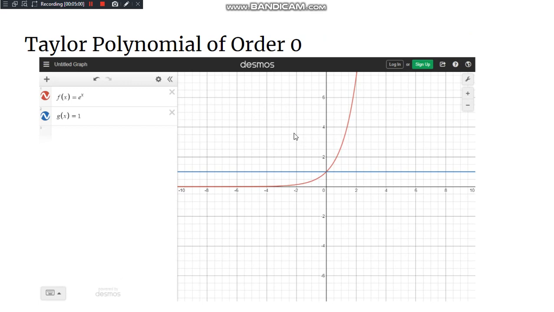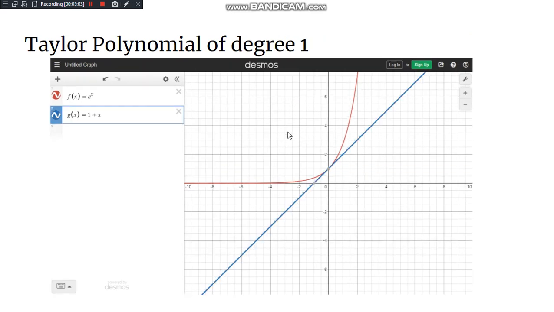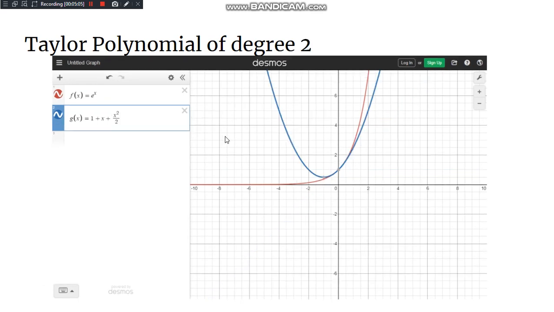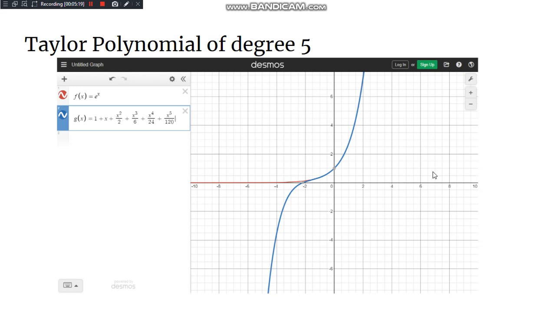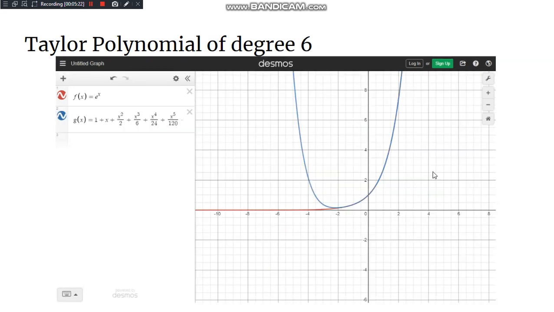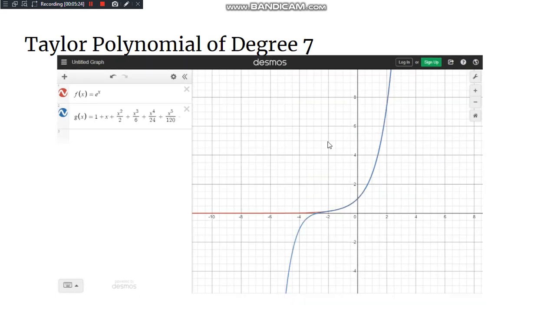This is what g of x equals 1 looks like, the 1 plus x, 1 plus x squared over 2 factorial. Notice how in the beginning it didn't quite look like anything at all, but slowly it's starting to line up with our e to the x graph. Degree 3, 4, 5, 6, 7. If you look over here, it's looking a lot like e to the x around all these values. But as you see over here, it juts off and doesn't really line up.